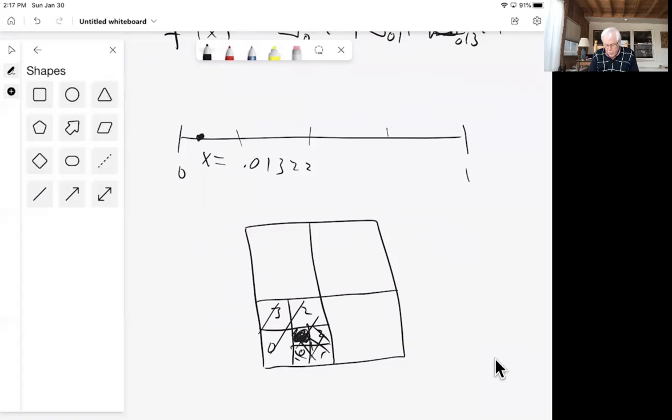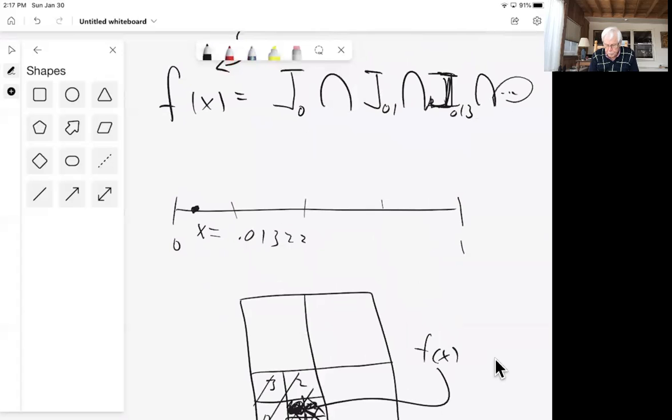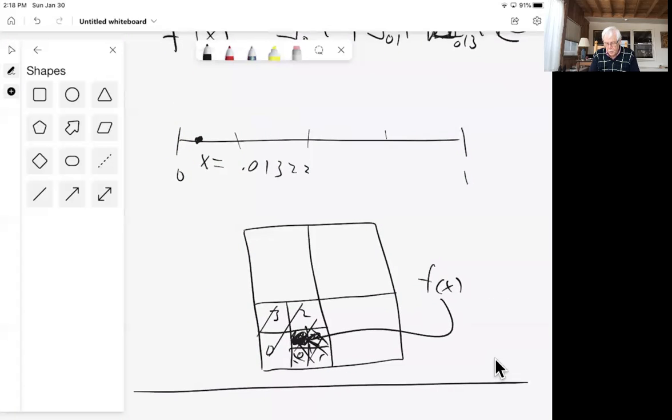And then it's in the third subsquare of that. So f of x is somewhere in that square. And if we look at the full intersection, that is f of x. This is our space filling function. And this is how we're going to analyze it. This arithmetic based on base 4 expansions of x is how we're going to analyze it.